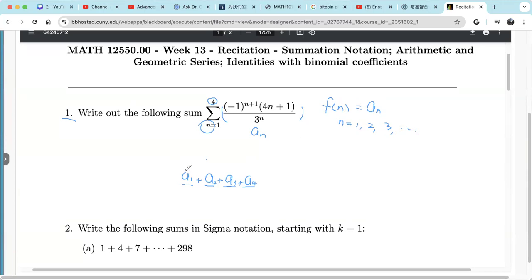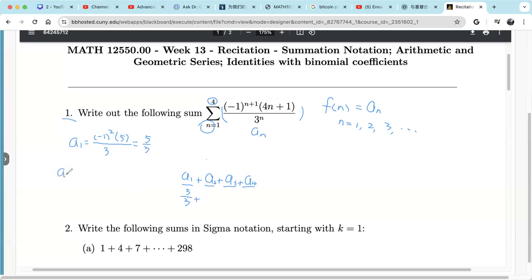So in that case, you just evaluate A1, which is substituting n equals 1. A1 equals (-1) raised to 1 plus 1, which is 2. Then 1 times 4 is 4, 4 plus 1 is 5, divided by 3 to the 1, just 3. (-1) squared is positive 1. So we get 5 over 3. The first term is 5 over 3.